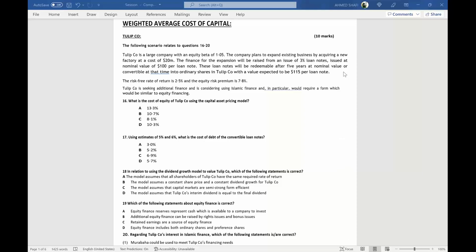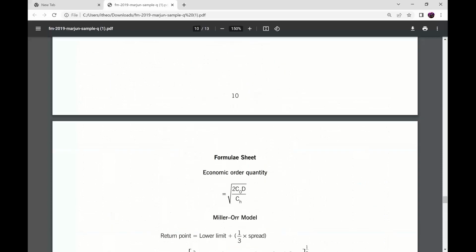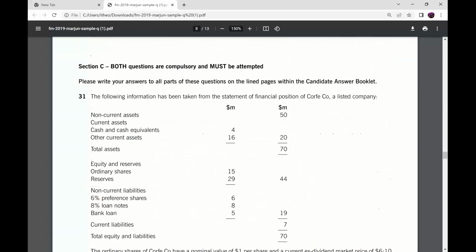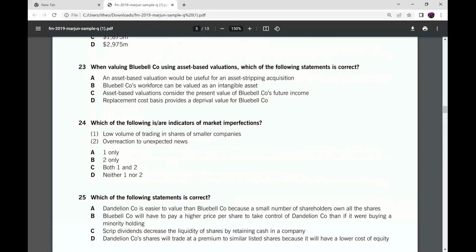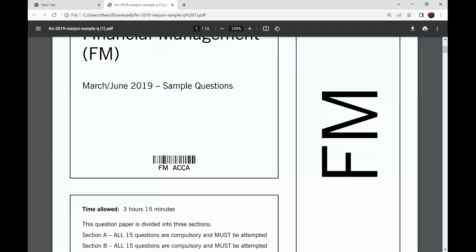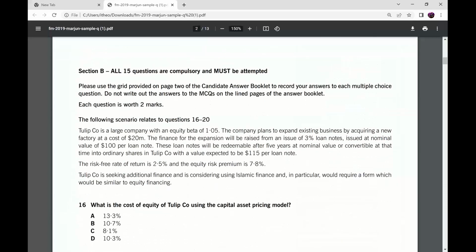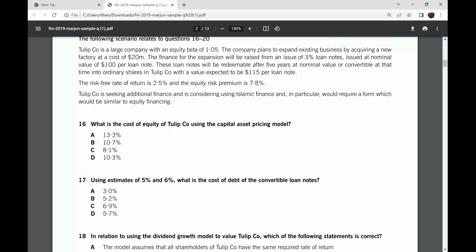Now, this MTQ also belongs to, as you can see, the March-June 2019 examination question. Because in these practice to pass webinars, what we are doing is we are solving past exam questions to ensure we have a sound understanding of what is really coming in the exam. So this March-June 2019 question was a question of Tulip Company. It was an OTQ.